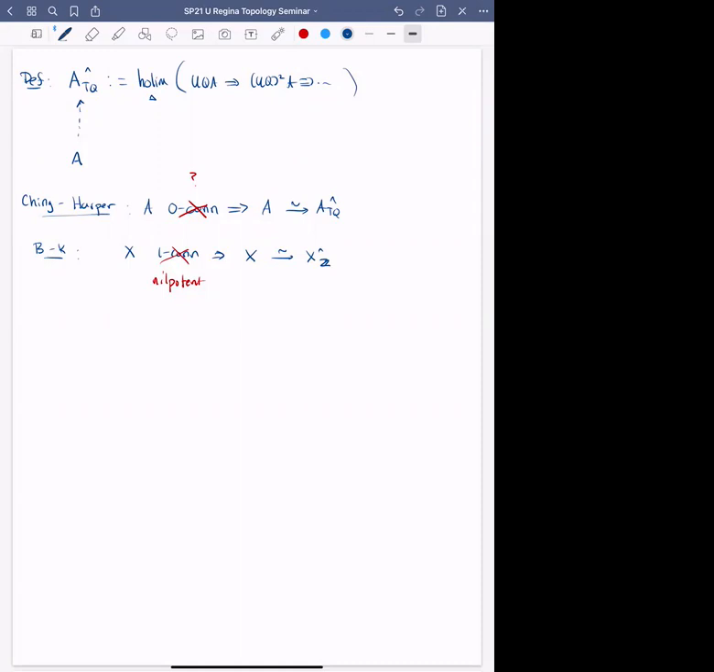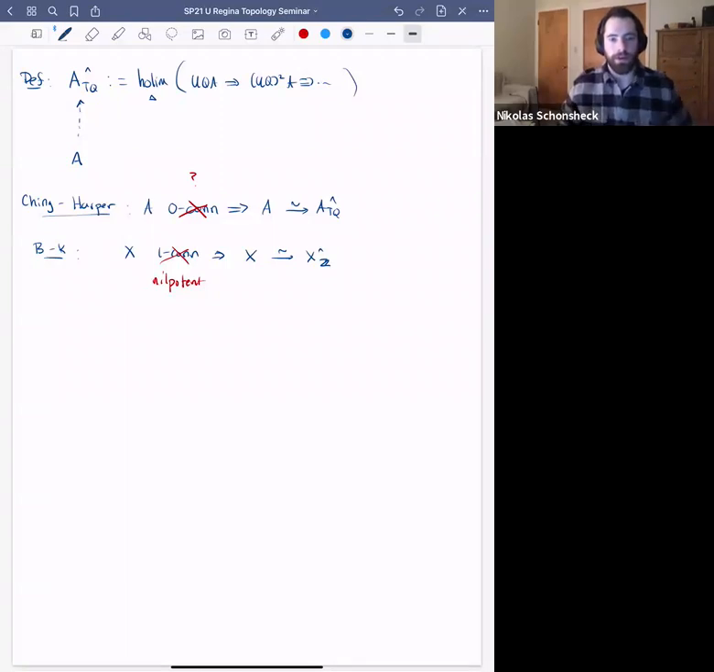Sorry, if I could just say something about that. If you have something that's augmented, I guess you maybe could take the fiber and get something that's zero connected. Yeah, that'd be a way to do it, sure. Or if you've got any ring spectrum, you could take its zero connected cover, just in the category of spectra.